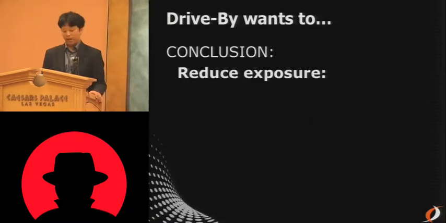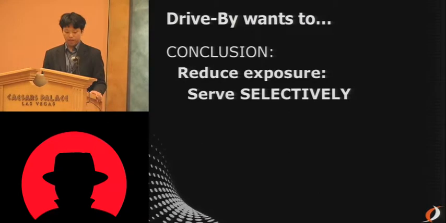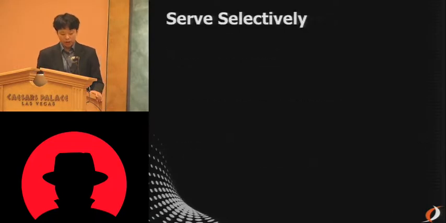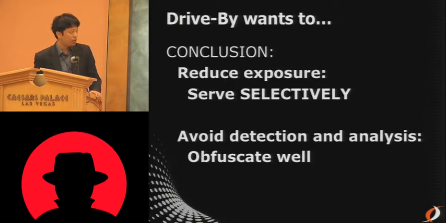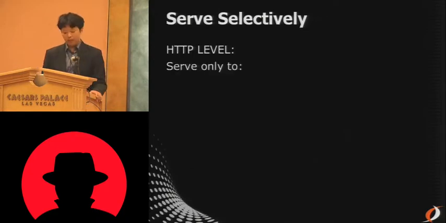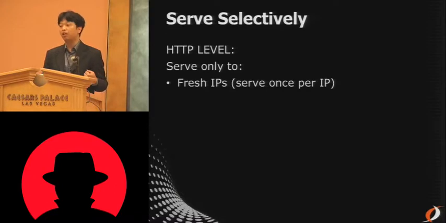So, conclusion: reduce exposure. Serve selectively. Avoid detection and analysis. Obfuscate well. So, serving selectively. At the HTTP level, serve only to fresh IPs, so serve to each IP only once. This has become typical drive-by-download behavior. If you're a malware researcher, unless you're randomizing your IPs, like if you're linking from an antivirus IP, they're just not going to serve anything to you.